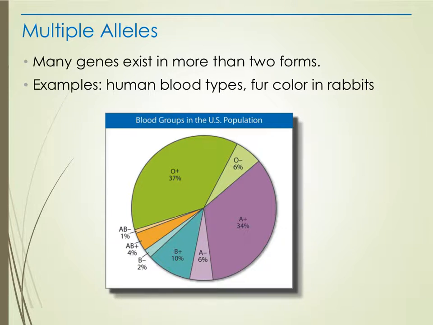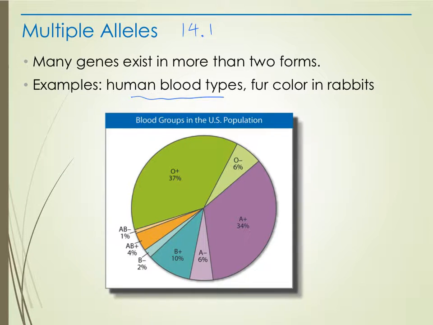Okay, if you need to have a reference, this is going to be in your book under chapter 14.1. So the one prime example for multiple alleles that we see is human blood type. And that's the one that we're going to really focus on in this section.